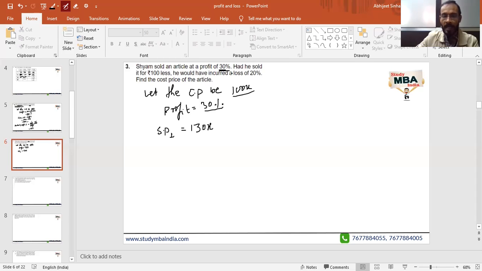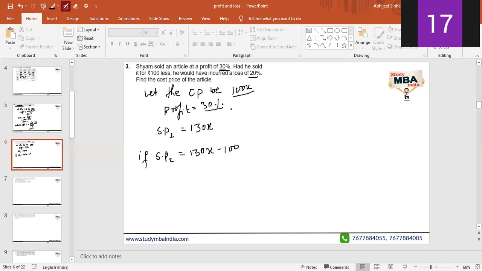Now it says that had he sold it for 100 less, that means the selling price is 100 less with respect to the previous selling price, right? So what we can say is that selling price 2 is 130x minus 100, right? Then what does it say? He would have incurred a loss of 20%.